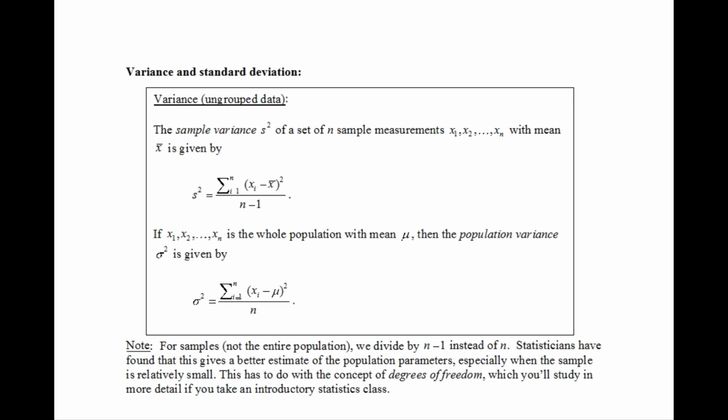If we are trying to find out the variance for the entire population, we use a different symbol. Again, we're going to use Greek letters. In this case, sigma, the lowercase Greek letter sigma. And the formula is identical, except if we have the entire population, we do divide by n, the number of measurements. Let's do an example.